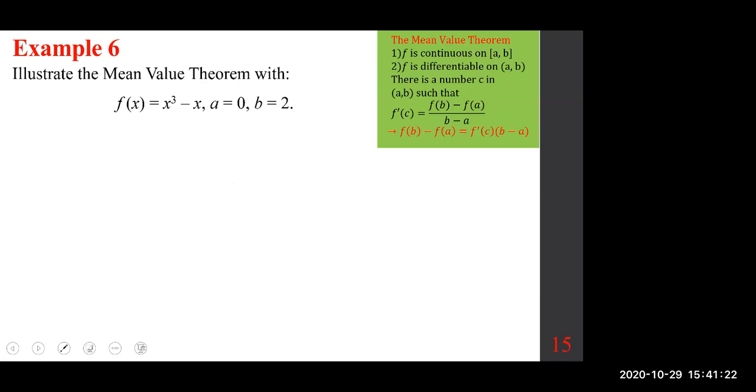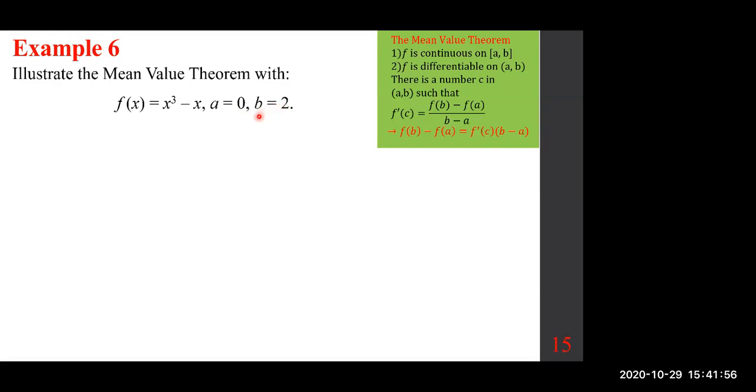F of x is x cubed minus x, and we're going to go from 0 to 2, a and b. So illustrate the mean value theorem. That means, look at number 1, is it continuous? Number 2, is it differentiable? The function is a polynomial of degree 3, or cube function. Therefore, it is continuous on the closed interval 0 to 2, and differentiable in the open interval of 0 to 2.